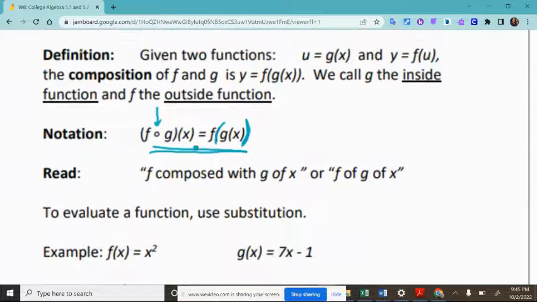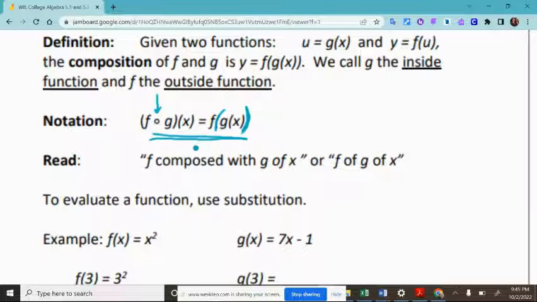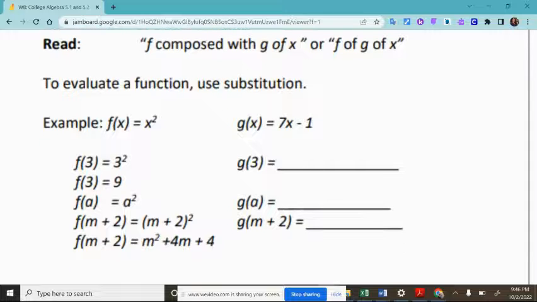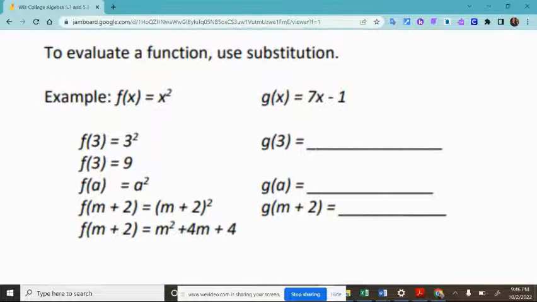What ends up happening is we call the guy that gets plugged in the inside function, and the guy that's farthest away from x, we call it the outside function. So let's make a little more sense of this, right? Example, if f of x is x squared and g of x is 7x minus 1.